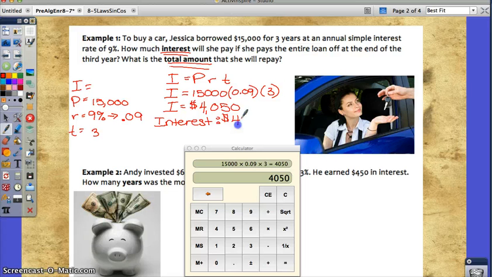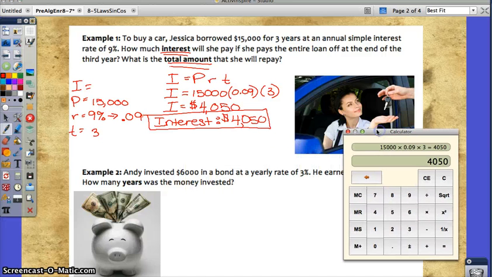What was the second question then? How much will she repay total? So here's one of your answers. Then to find how much she will repay total, you need to make sure that you remember she borrowed $15,000. She's not only going to pay back $4,000, right? She's got to pay back the interest plus also the loan.